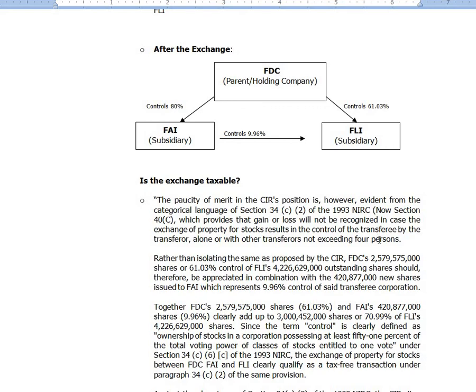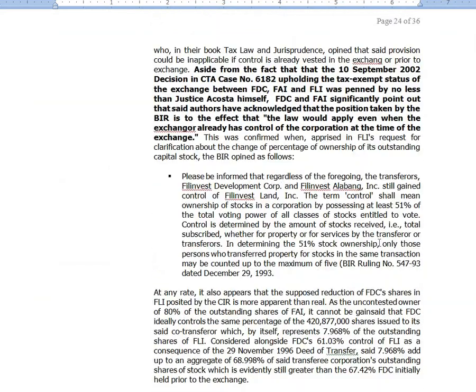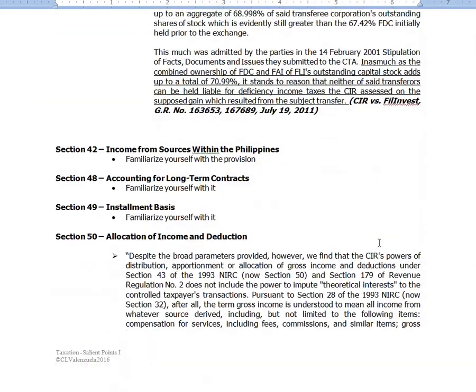So it reached the Supreme Court. The Supreme Court said here, despite the broad parameters provided, however, we find that the CIR's powers of distribution, apportionment, or allocation of gross income and deductions under Section 43, now Section 50, and Section 179 of the Revenue Regulations does not include the power to impute theoretical interest to control taxpayers' transactions.